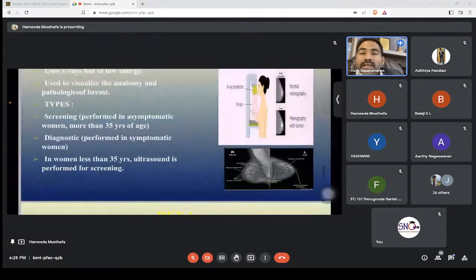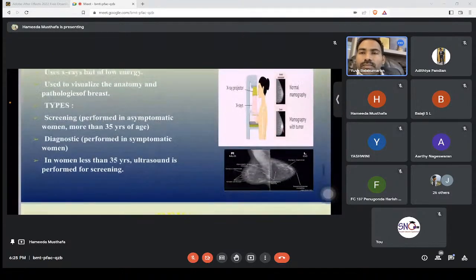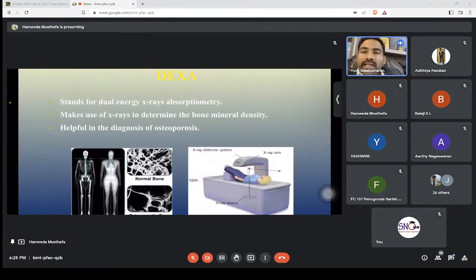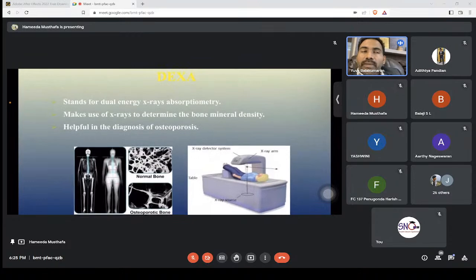Then we'll move on to DEXA scans. Nowadays nobody goes in the sun, and everyone has a lot of vitamin D and calcium deficiency. To look for bone density, we use DEXA scans. It stands for dual energy X-ray absorptiometry. It makes use of X-rays to determine bone mineral density. It is helpful in the diagnosis of osteoporosis. So to look for bone density, we take a DEXA scan.